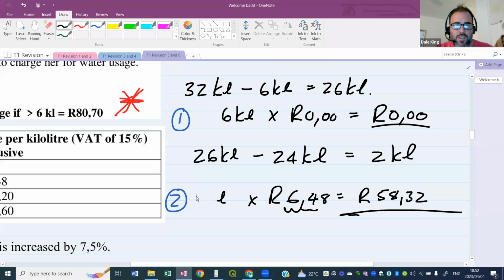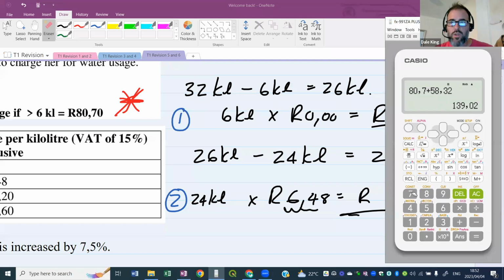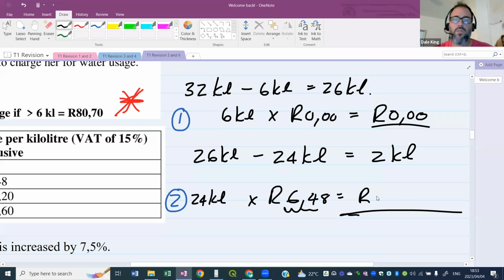All right, this 24 gets charged at the second bracket's rate, which is 6 rand 48. Okay, you can't use more than 24 in that bracket. If you have more than 24, you're going to go over into the next one. So I'm going to say 24, that's all the water in the second bracket, times 6 rand 48. And we're going to get 155.52. So that's all the water in the second bracket. I still have 2 kiloliters left.